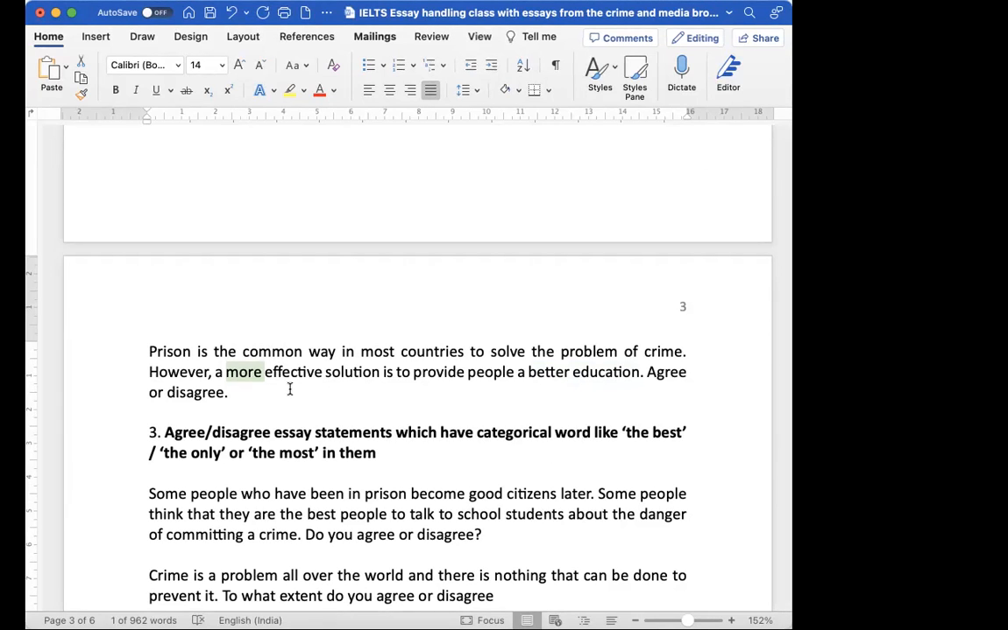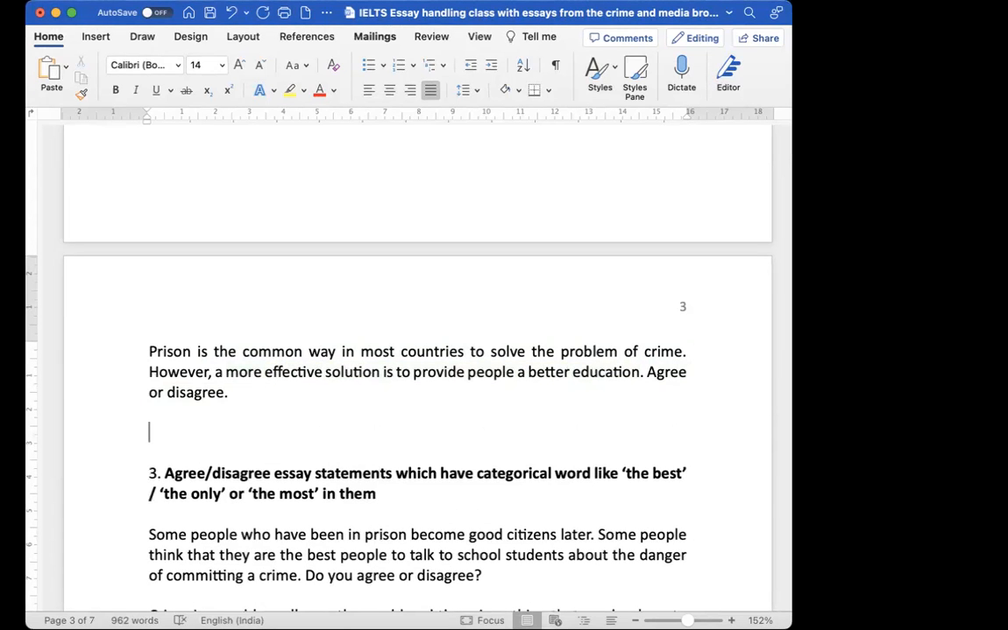Okay. Prison is a common way in most countries to solve the problem of crime. The question says prison is a common way, like it is a good way, it solves crime. But more effective is what? Better education. Now, I strongly agree with this given statement. You can write that, and then you can give a while statement here. That is a statement of concession.